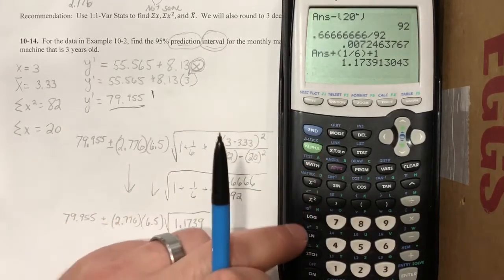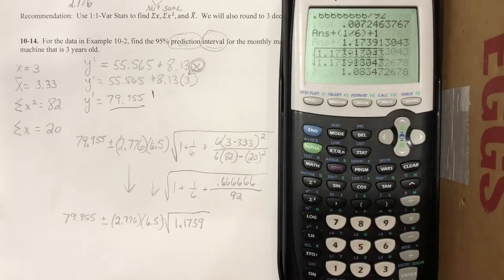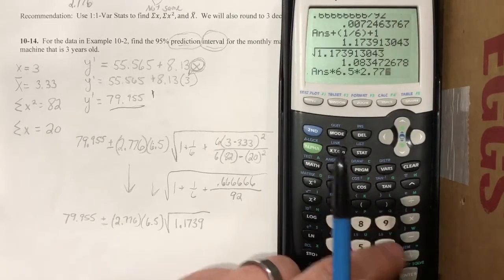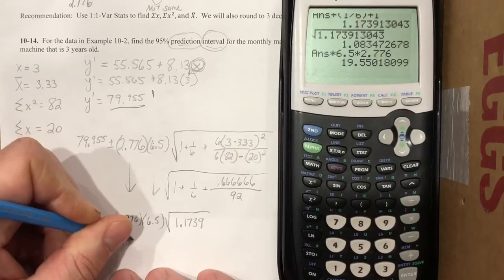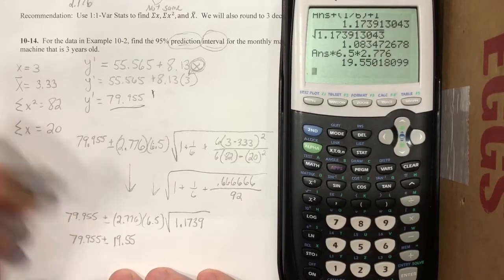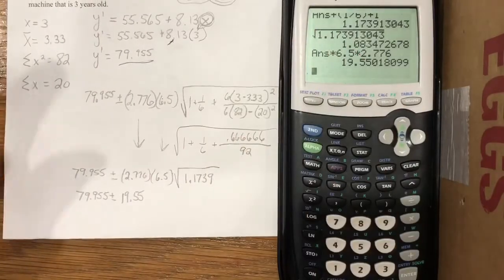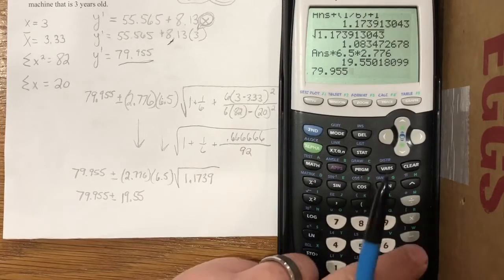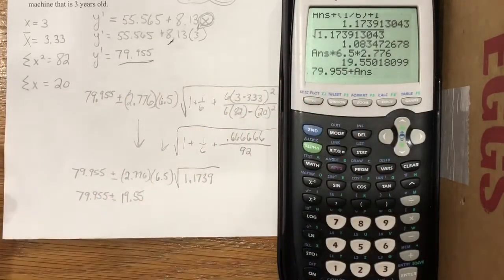So if we square root our previous value, and then multiply it by 6.5, and multiply it by 2.776, that gives us the number 19.55. This is the number you will be adding and subtracting from 79.55. So your final interval is if you take the 79.55 and you add that answer.